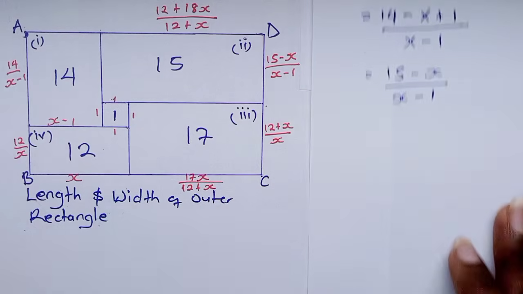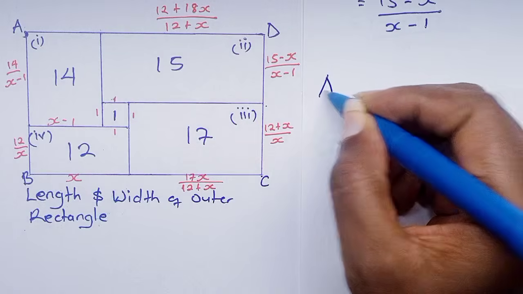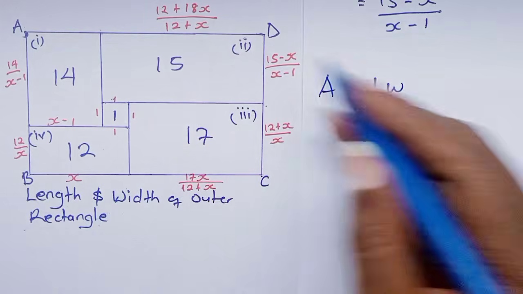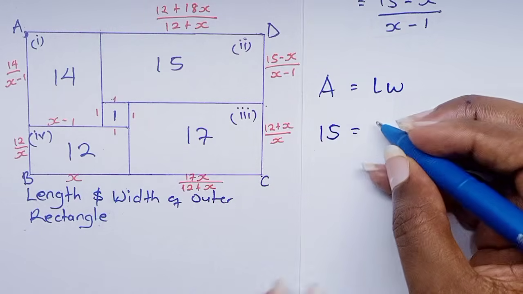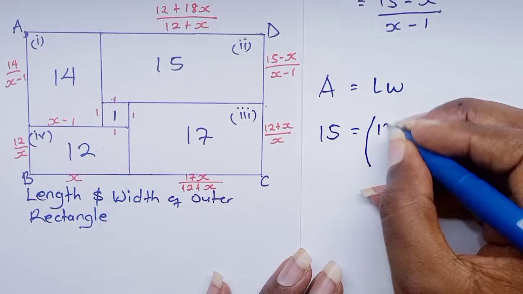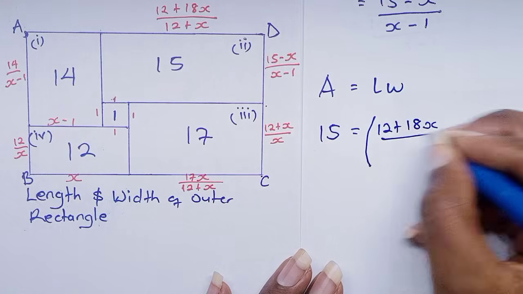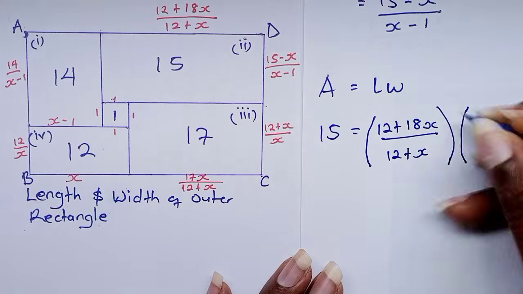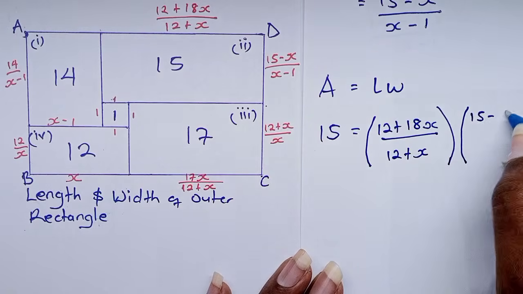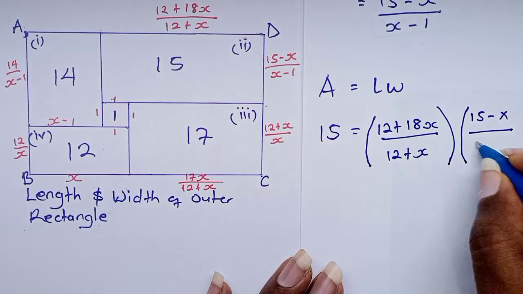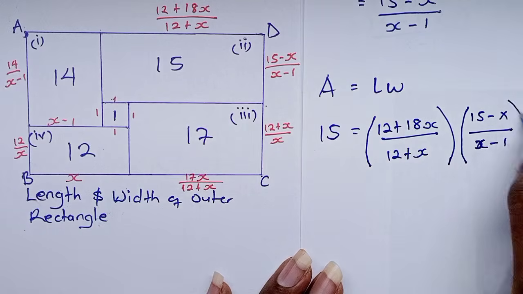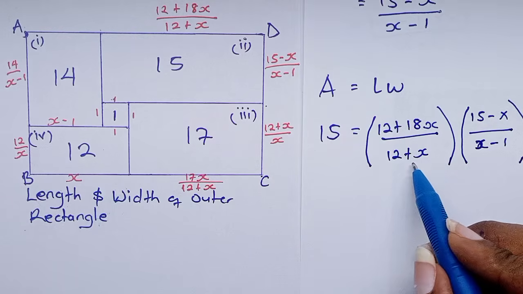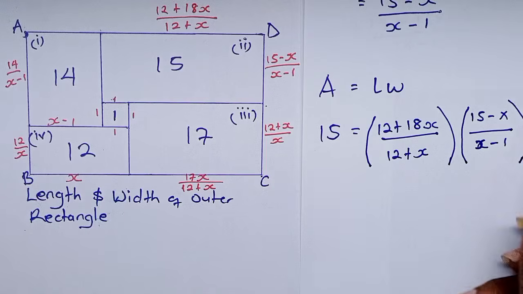So now since we have length and width, we know that area is equal to length times width. And we know the area of this one is 15. So 15 is equal to length, which is 12 plus 18x over 12 plus x, times width, which is 15 minus x over x minus 1. Now let's multiply by 12 plus x into x minus 1 on both sides.